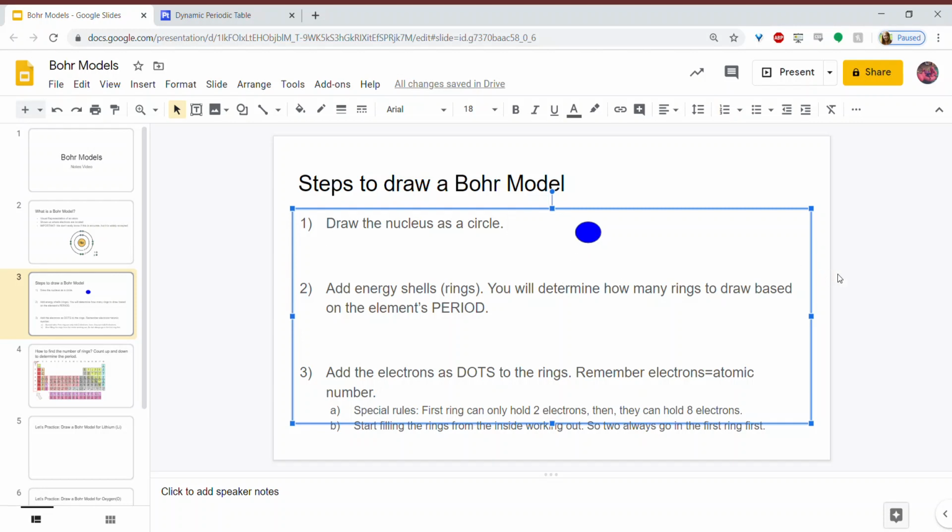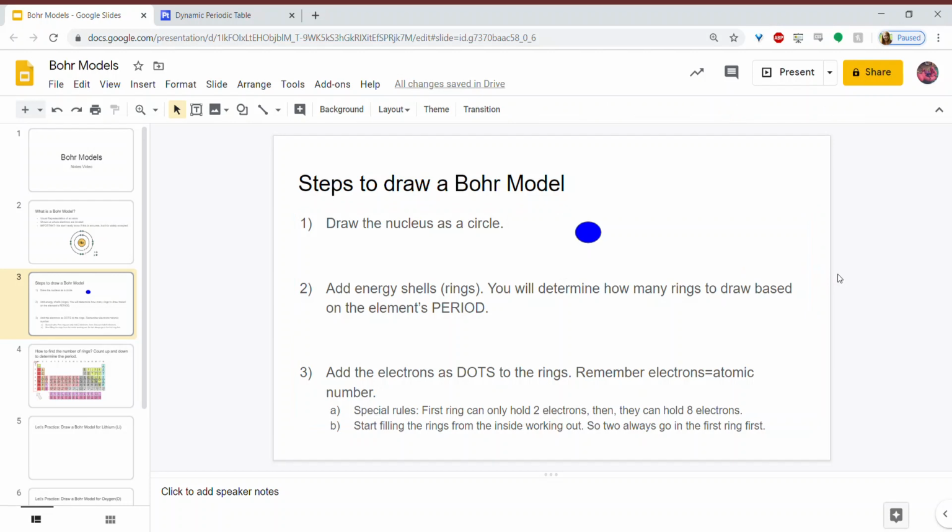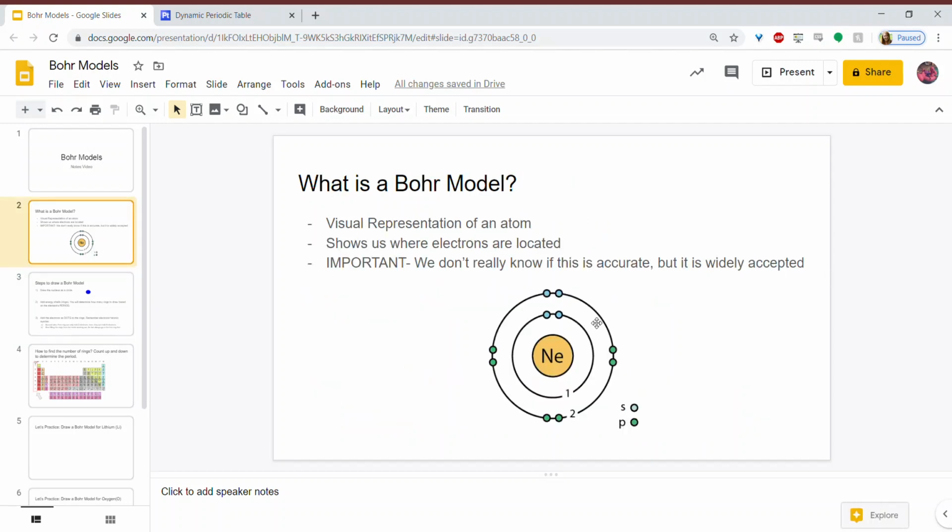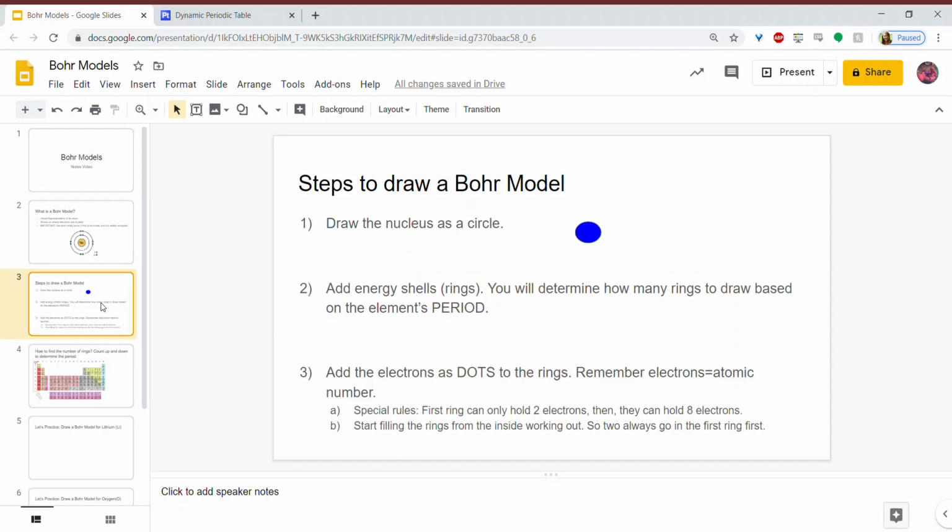The second step to drawing a Bohr model is adding the energy shells, or the rings. Might sound kind of weird. If we look at this picture, you'll notice here's your nucleus, and here's a ring, and here's a ring. We've got 2 circles, 1, 2, outside of the nucleus. How do we figure out how many rings we need to put? Well, that's why we care about the periodic table and finding the period of an element. By figuring out what period an element is in, we're able to determine how many rings it has.